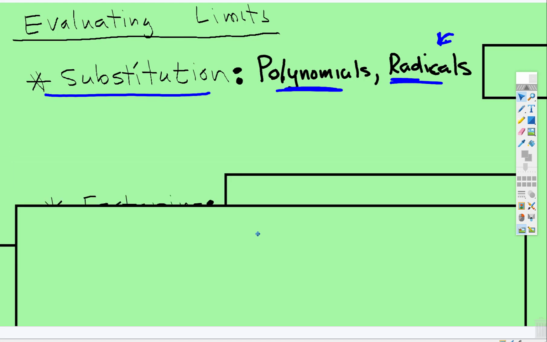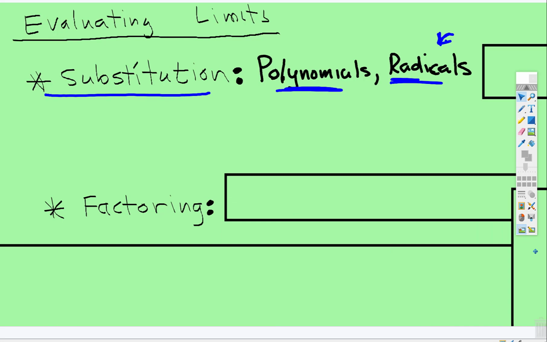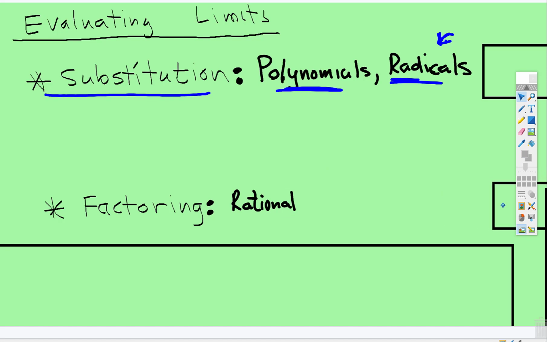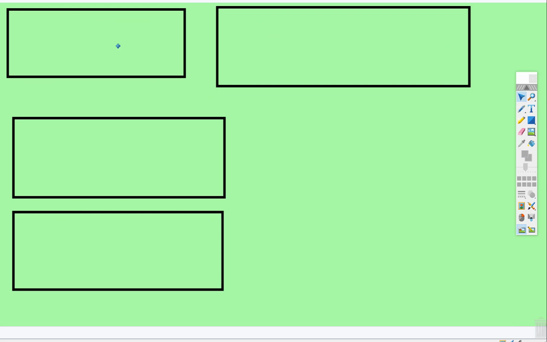And then when substitution can't always be used right away is when you have rational functions. Anything that's 1 over x or maybe x over x, and there's more to that. But you can't just always use substitution. So let's get to when you can and when you can't.